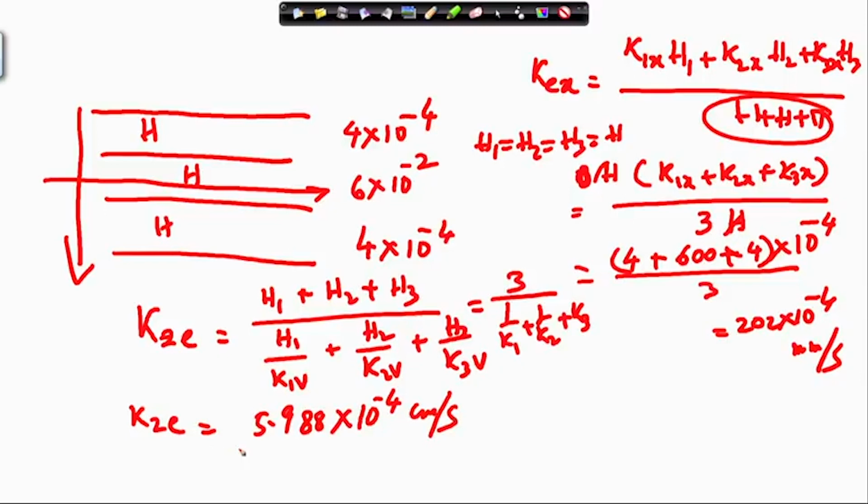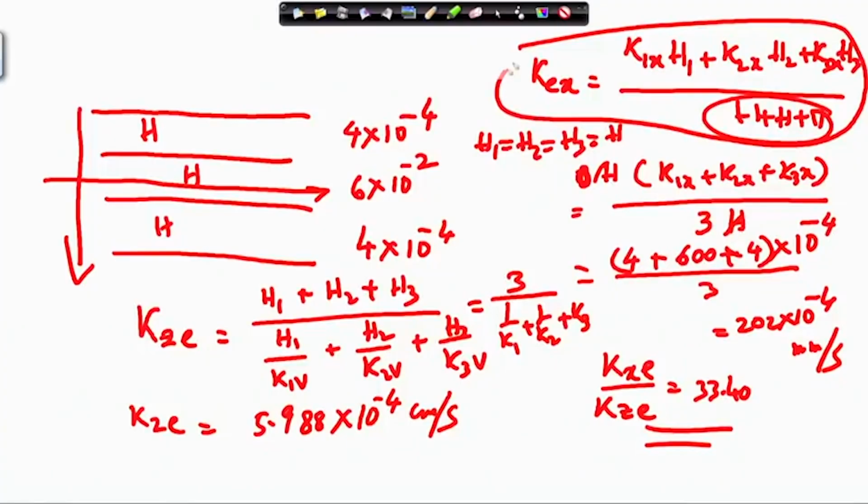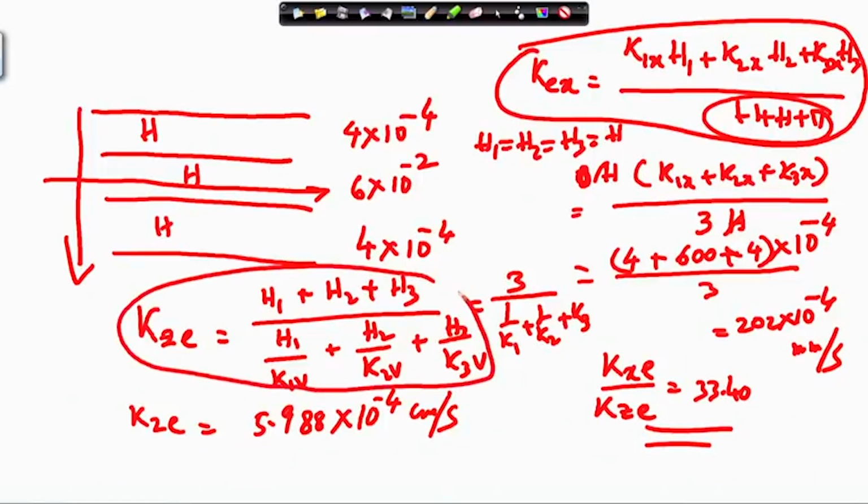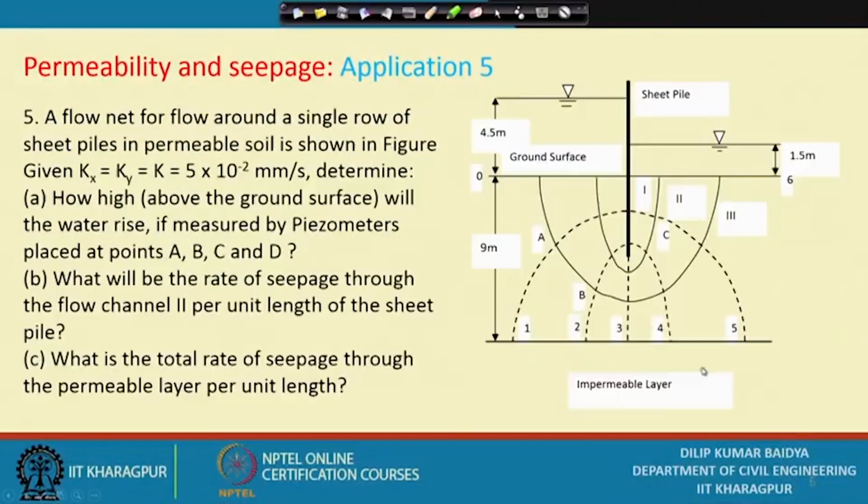And now, if I take the ratio of horizontal Kxe divided by Kze, this ratio will come to 33 times. So, simply I have to remember: for horizontal direction flow, this is the equivalent equation, and for vertical direction flow, this is the equivalent equation. If you remember these equations, the rest of the things are nothing. So, I will go to the next application.